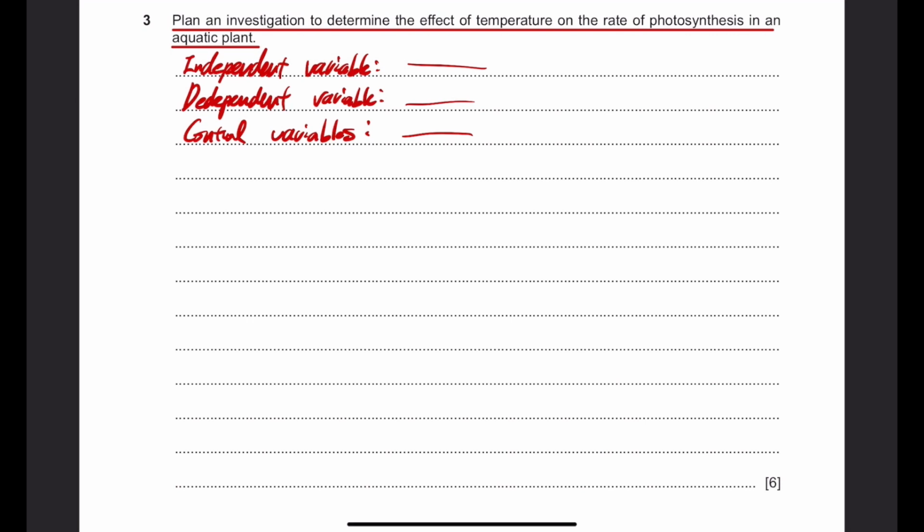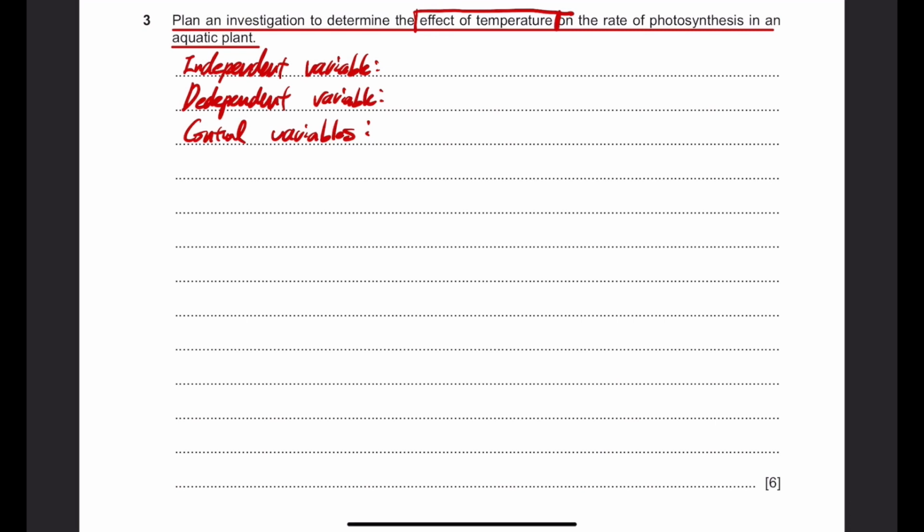If you are about to investigate the effect of temperature on the rate of photosynthesis, the independent variable should be the thing that you control, right? The thing that you change. So things like the temperature, right? This is the independent variable.